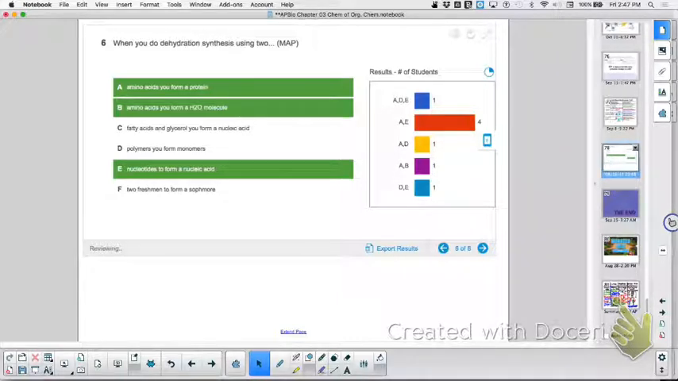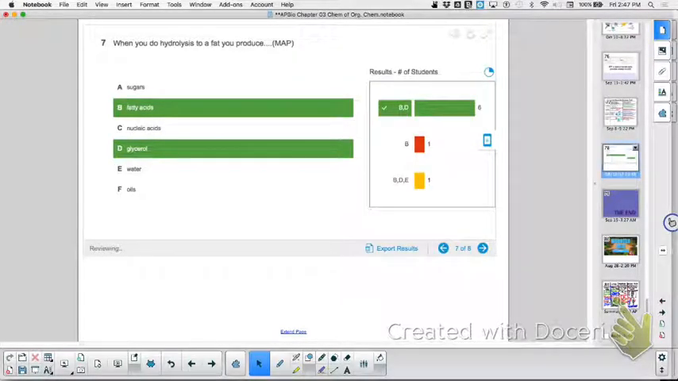Do you do dehydration synthesis with polymers to form monomers? No, how would we make it? Monomers to form polymers. Good. Nucleotides to form nucleic acid? Yes, and then this no. Okay. Do you understand that? Yeah. Okay. When you do hydrolysis to a fat, do you produce sugars? No. Do you produce a fatty acid? Yes, you get fatty acids.